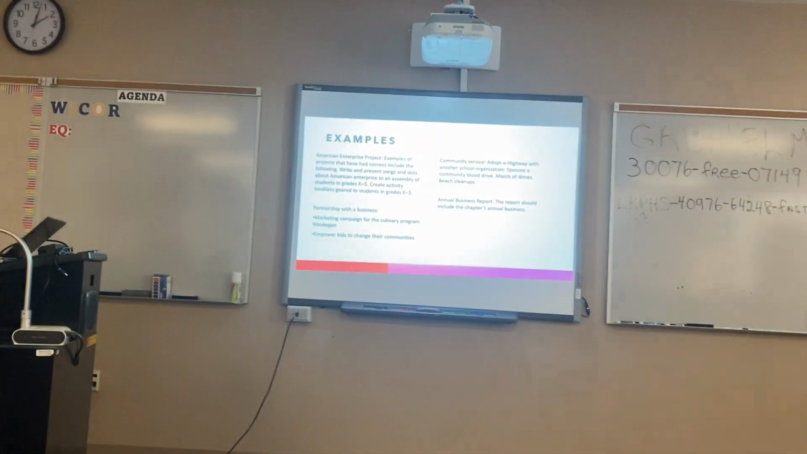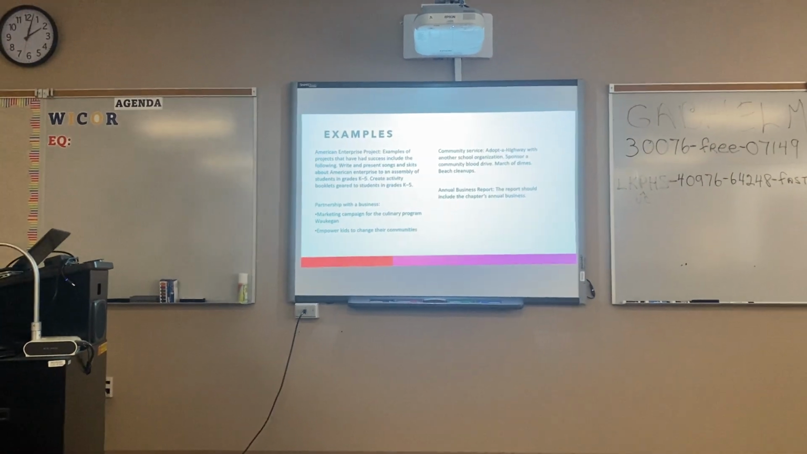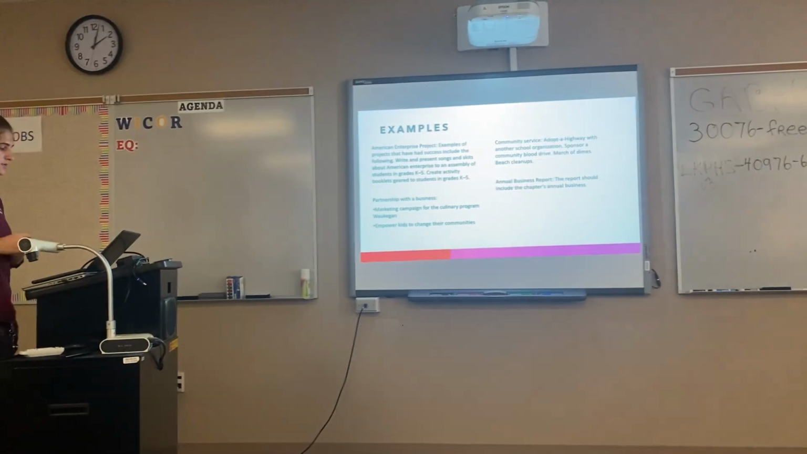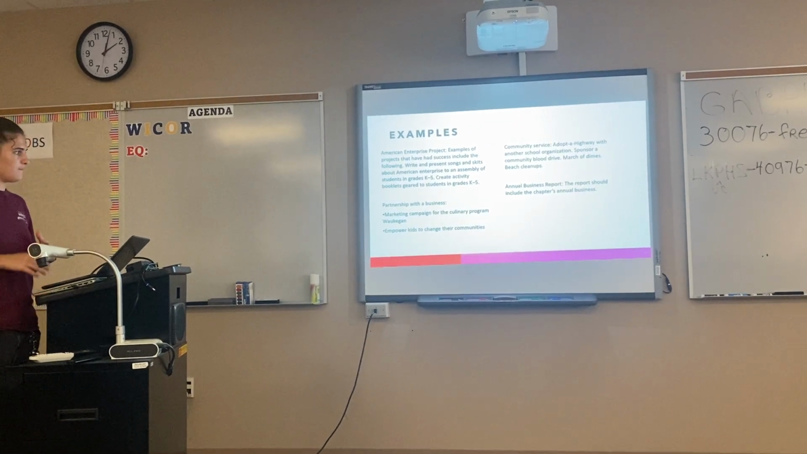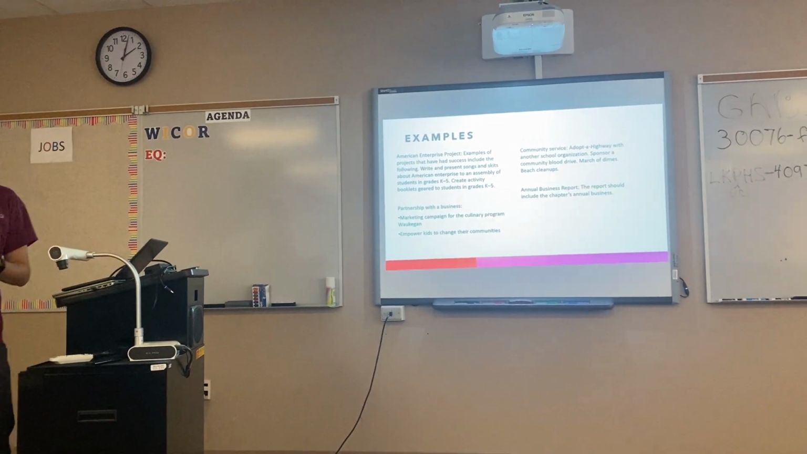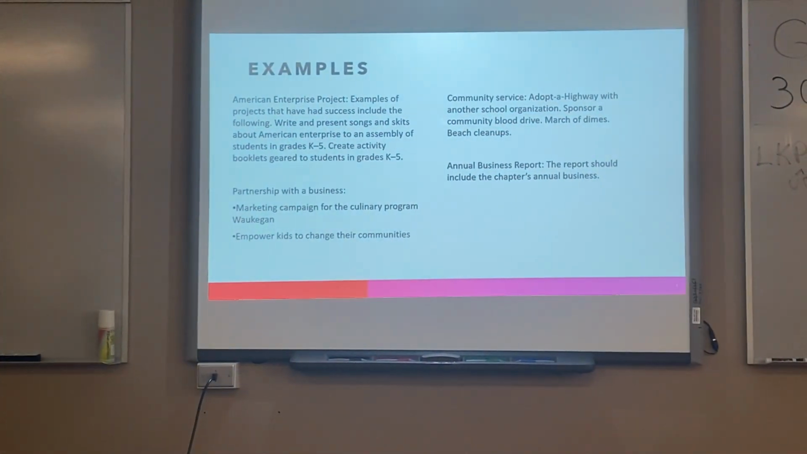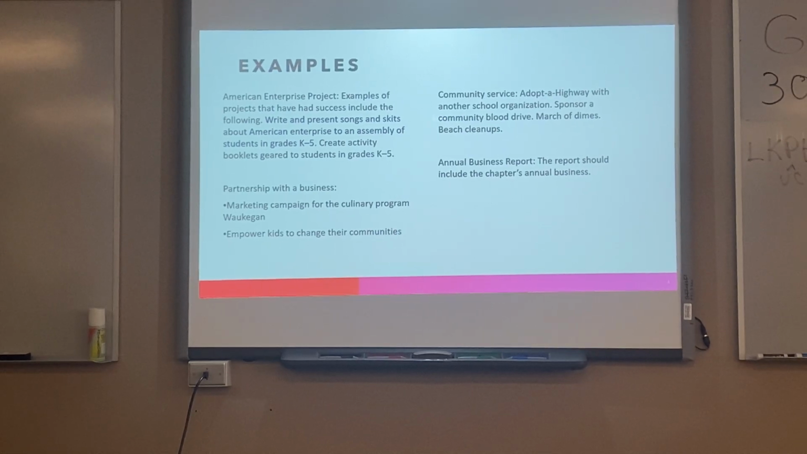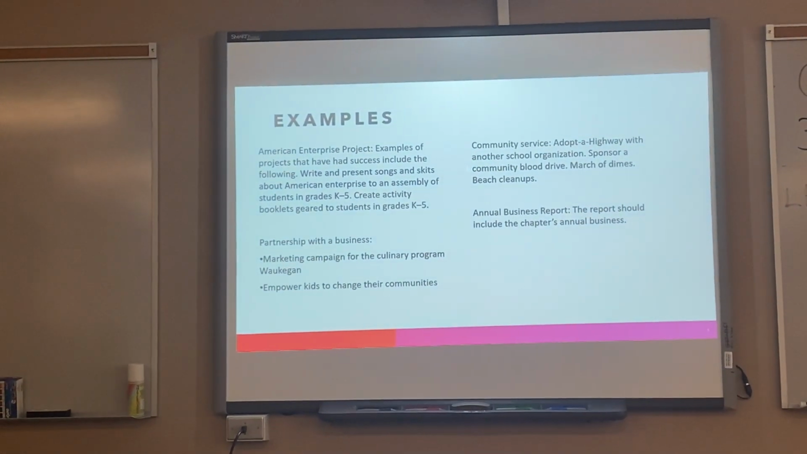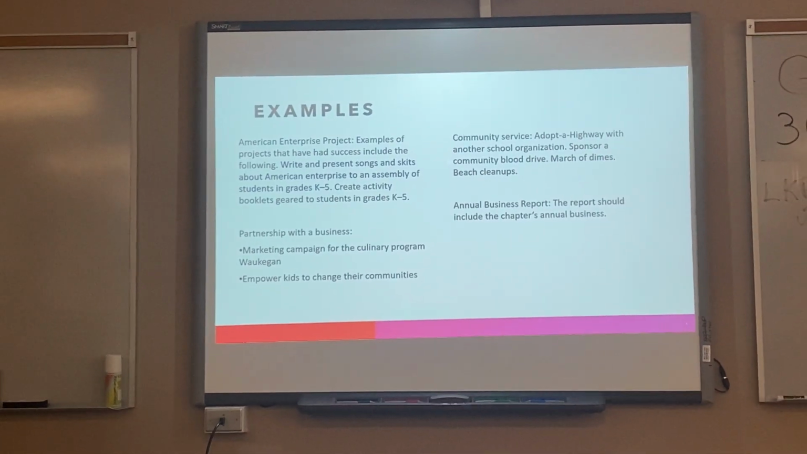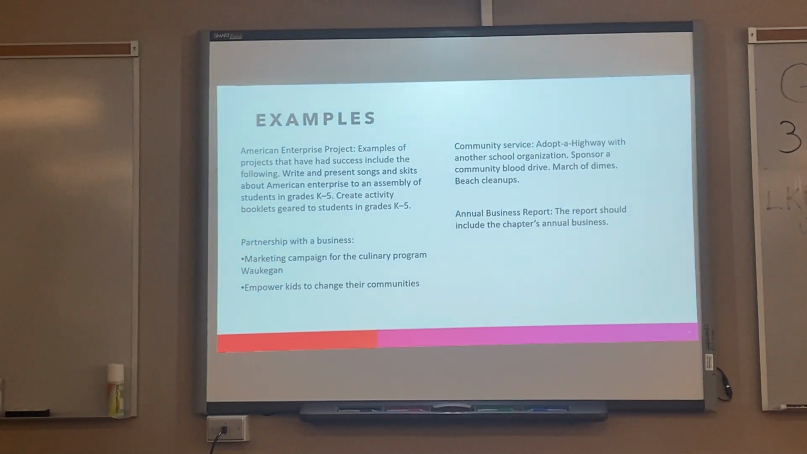So, examples, partnership with a business, there's marketing campaigns for different programs you can do. That one's one that some other state did. There's different things you can work with, like kids and stuff, like the American Enterprise Project. A lot of people go and speak at school assemblies for elementary schools or middle schools, kind of getting FBLA's name out there as well, but also just bettering society. Like it says, activity booklets, all sorts of stuff that we can do.